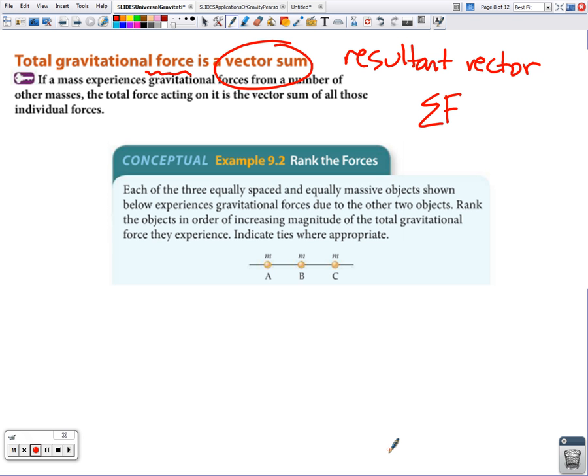For example, each of the three equally spaced and equally massive objects shown below experiences gravitational forces due to the other two objects. Rank the objects in order of increasing magnitude of the total gravitational force they experience. Indicate ties where appropriate. Which one of these three feels the most force? Which one feels the least gravitational force? One minute, talk to the person next to you. Go.